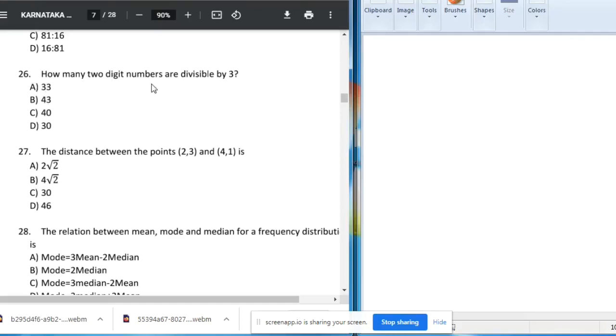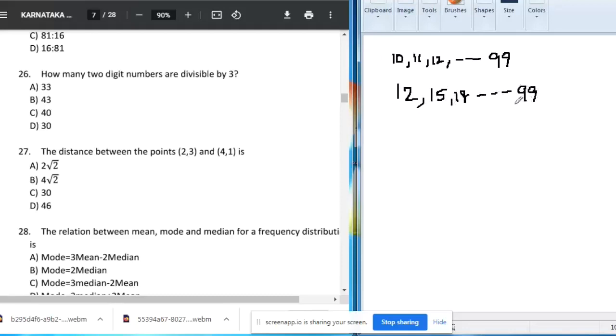26th question. How many 2-digit numbers are divisible by 3? We all know that the least 2-digit number is 10 and the highest 2-digit number is 99. So they're not asking to find all the 2-digit numbers. They're asking to find the 2-digit numbers divisible by 3. So 10 is not divisible by 3. 11 is not divisible by 3. 12 is the least number which is divisible by 3, followed by 15, 18, and so on, up to 99. So this is the series of 2-digit numbers divisible by 3. How many 2-digit numbers?